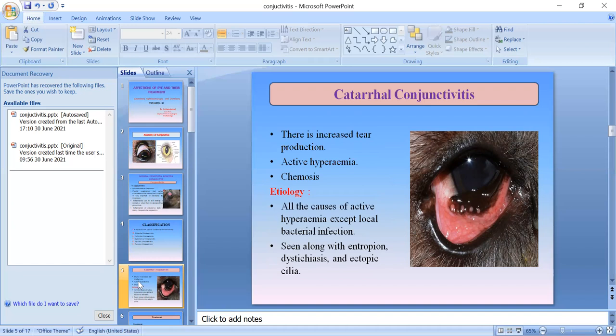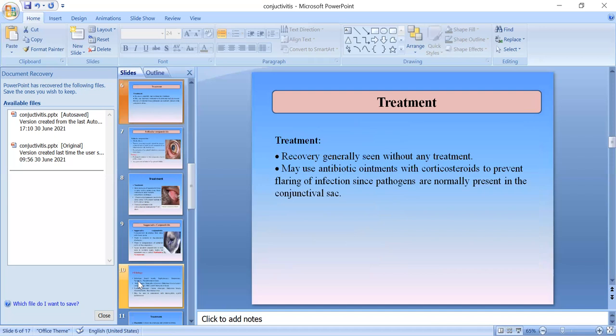There is increased tear production, and that is the sign of catarrhal conjunctivitis, along with acute hyperemia and chemosis. Okay, so these are the signs of catarrhal conjunctivitis. What about etiology? All the causes of active hyperemia except local bacterial infection, right? Local bacterial infection can cause catarrhal conjunctivitis, seen along with entropion, distichiasis and ectopic cilia. So mainly cilia also cause catarrhal conjunctivitis, and that creates problems in the eye.